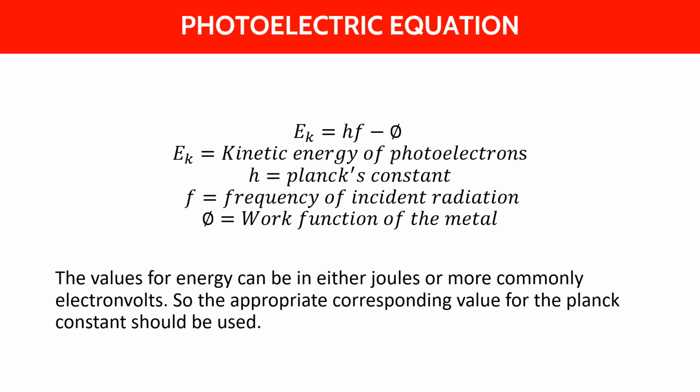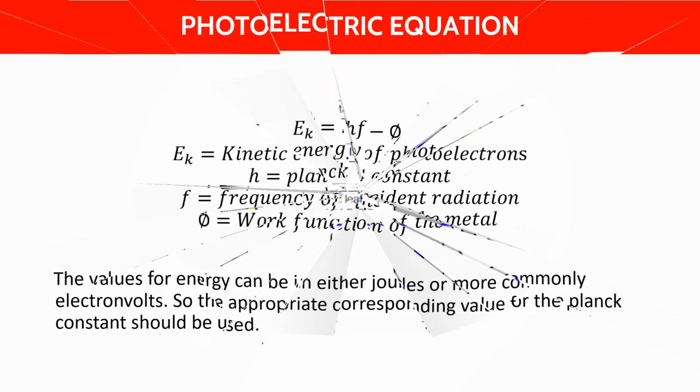Now, if you are going to jump around between joules and electron volts, which quite often exam questions like to do, then you will need to be careful that you have got the right value for Planck's constant that's appropriate to the units that you're working in. It doesn't matter which units you work in, as long as you're consistent. So either convert it all at the beginning or convert it at the end, but don't start messing around in the middle.